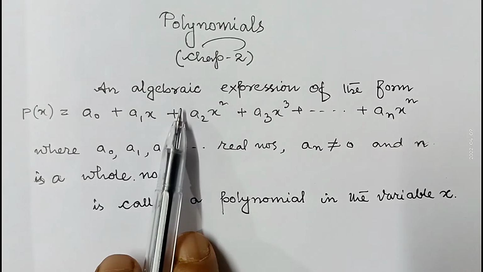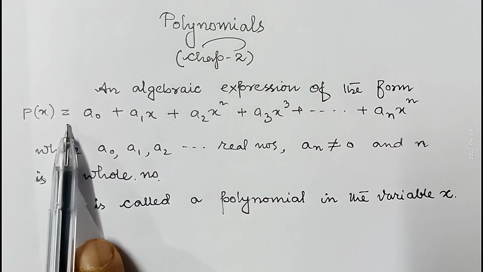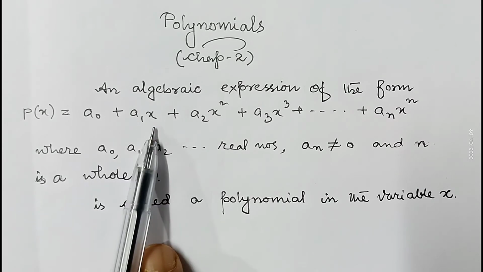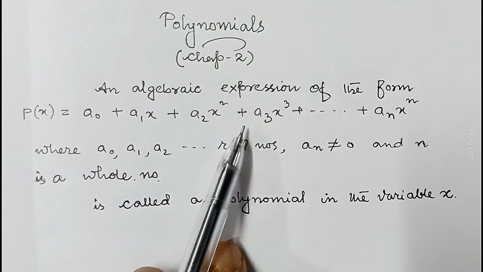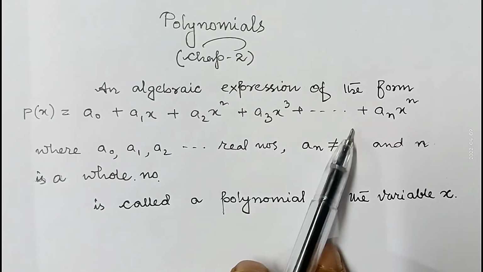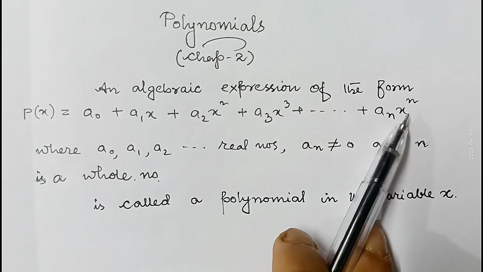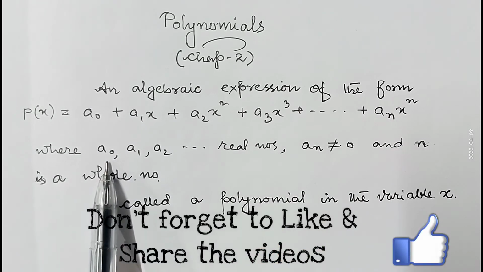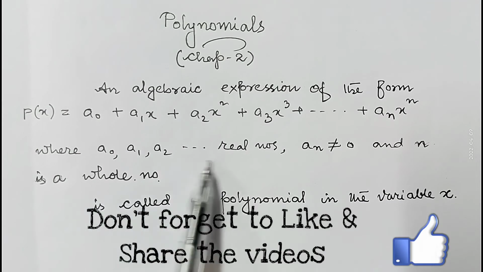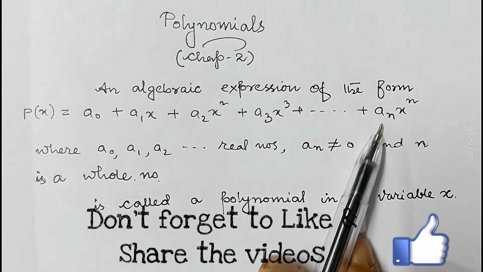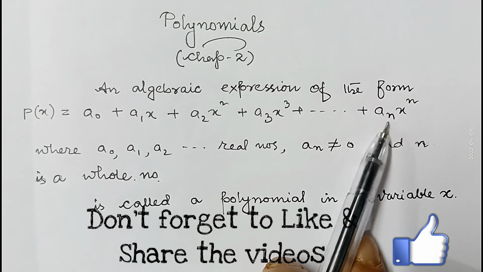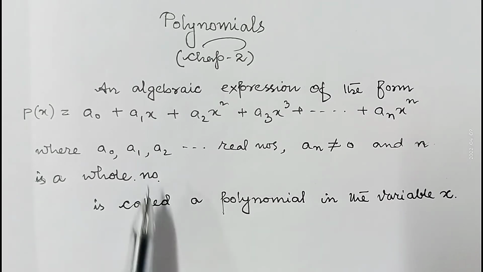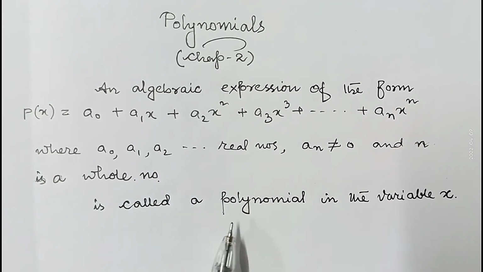An algebraic expression of the form p(x) equals a0 plus a1x plus a2x square plus a3x cube, in this way up to, suppose, an x to the power n, where these a0, a1, a2 are all real numbers, and this an is not equal to 0 and n is a whole number, then this type of algebraic expression is called a polynomial in variable x.